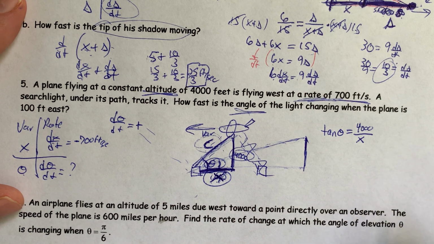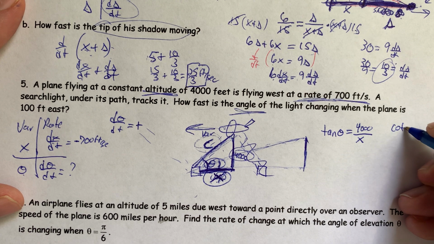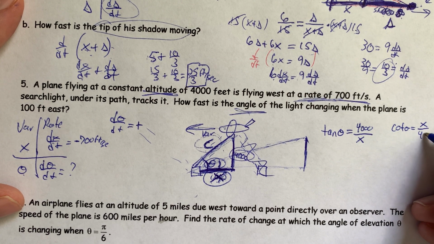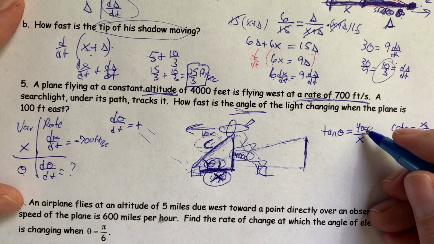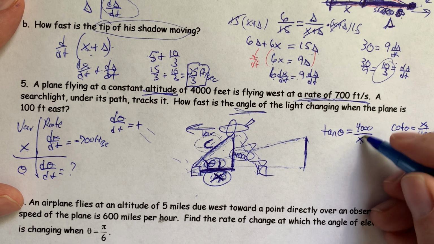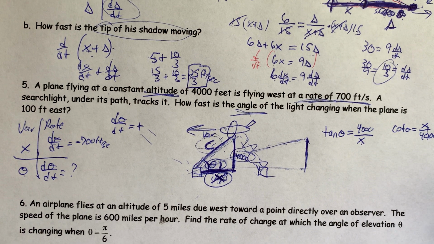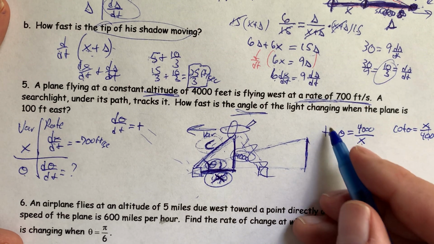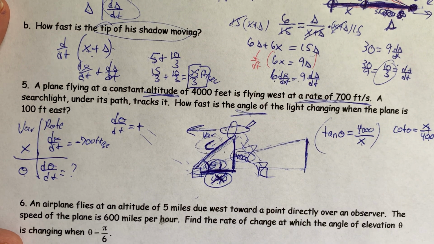I also could have just as easily used cotangent of theta equals x over 4,000. And this might have actually been better, because dividing by a constant is the same as multiplying by a constant, and it makes the derivative easier. Whereas here we're dividing by x, and so we need to use the power rule or the quotient rule or something. So I'm going to go ahead and do this one just because I think this is more likely how kids set this up.